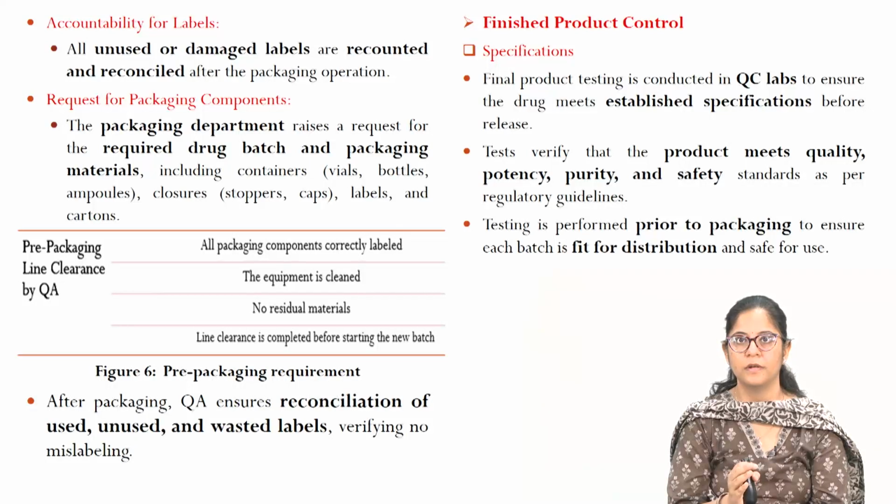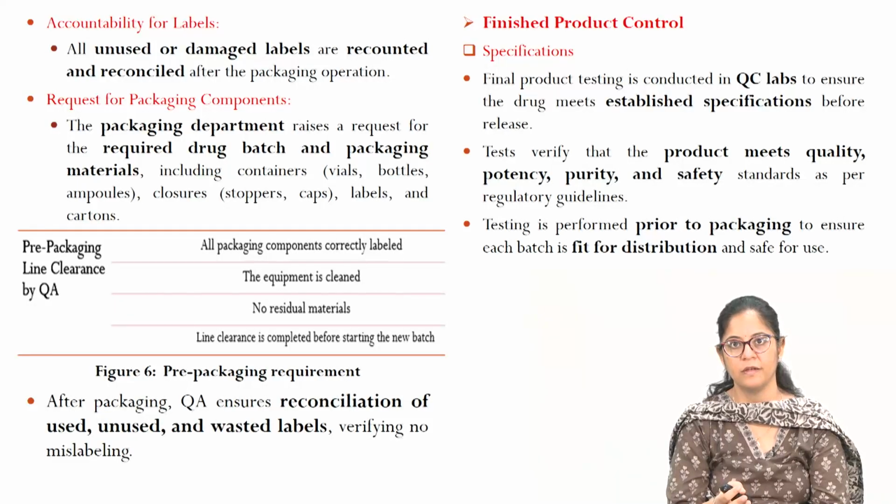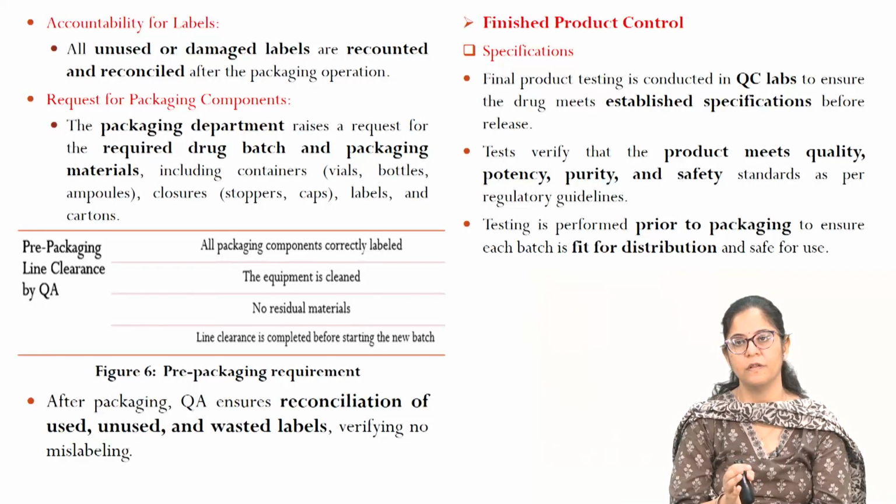The request for the packaging components is done. The packaging department raises a request for the required batch and packaging material including the containers, vials, bottles, closures, that is caps and stoppers, labels and the cartons. So, the request is raised and after packaging QA ensures reconciliation of used, unused and wasted labels, verifying no mislabeling.